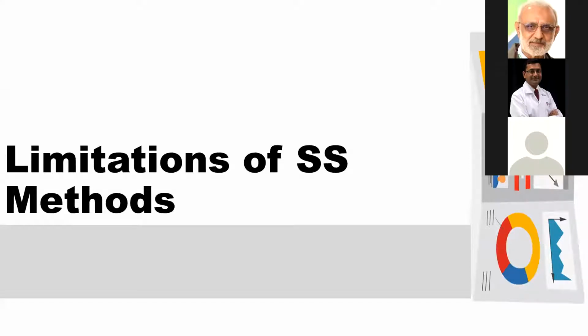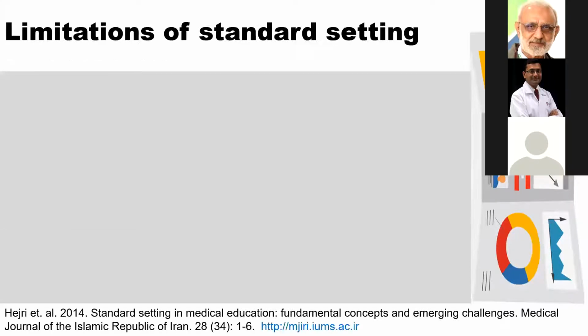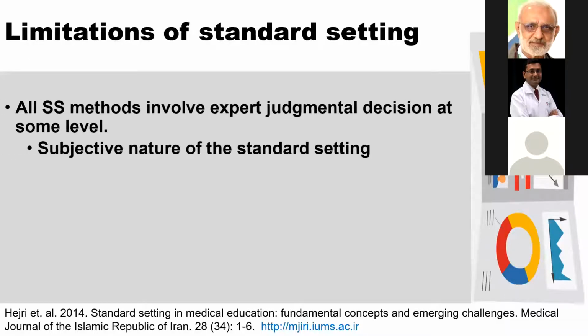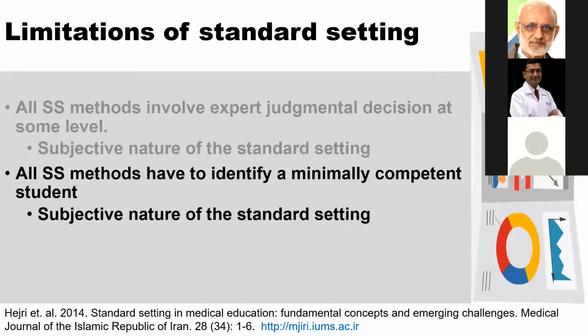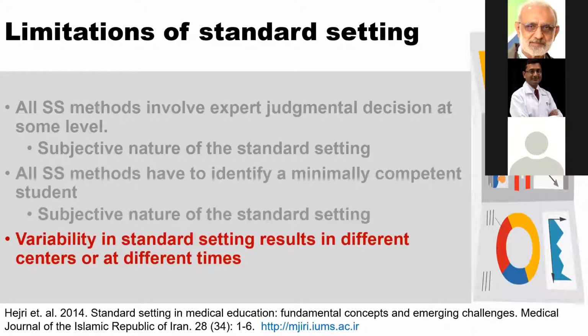Looking at the limitations of standard setting methods as a whole, all standard setting methods involve expert judgmental decisions at some level, which involves a subjective nature of standard setting. All standard setting methods also have to identify a minimal competent subject or student, again, a subjective nature of standard setting. Variability in standard setting results in different centers or at different times will be found.